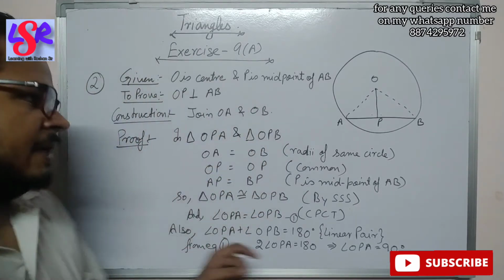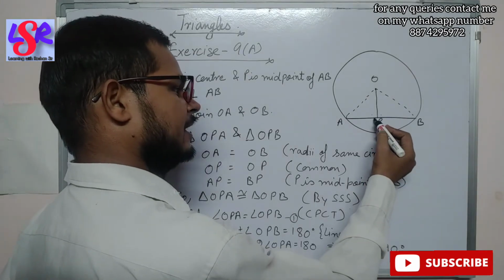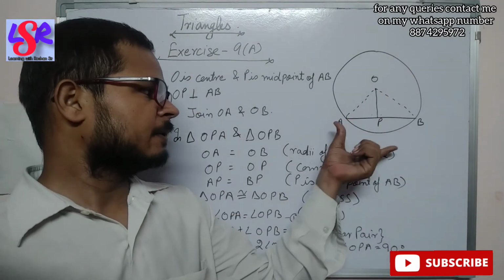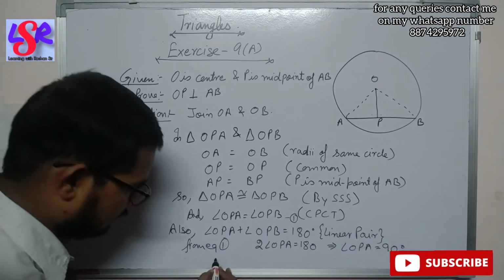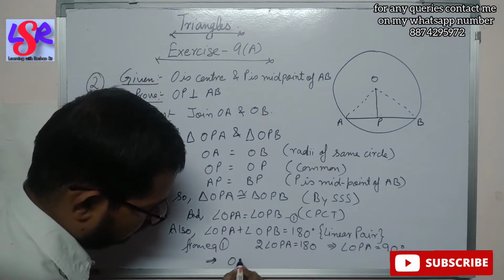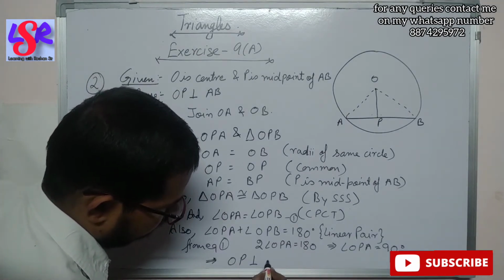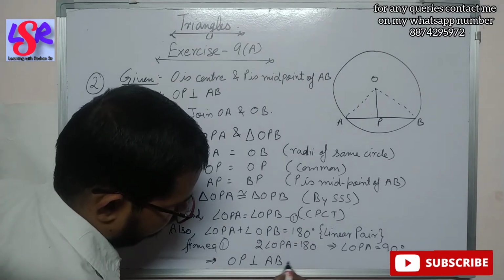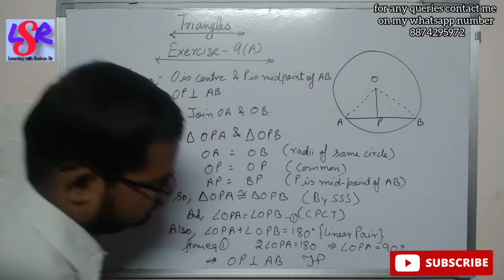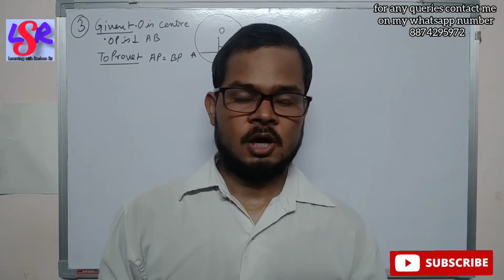And here as we see that we have angle OPA as 90 degrees, therefore OP is perpendicular to AB. That implies OP is perpendicular to AB. Hence proved. Now we move to question number 3.